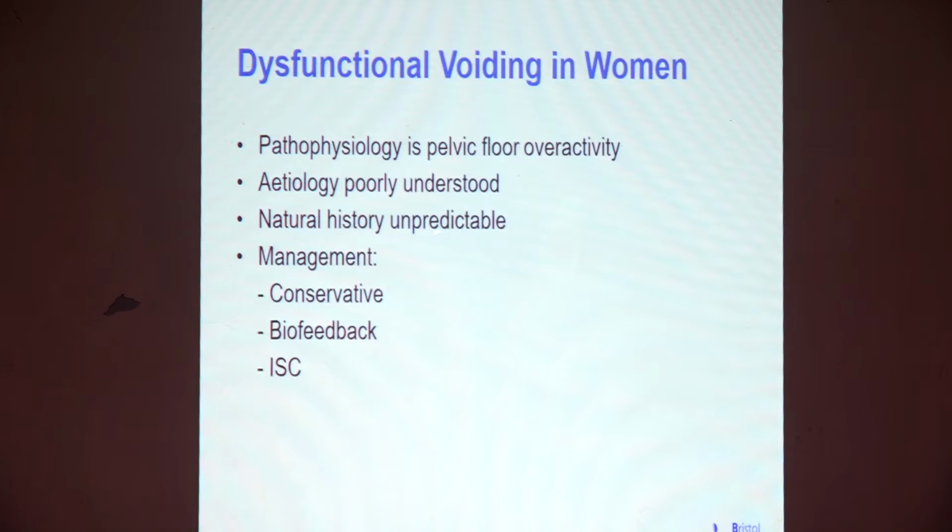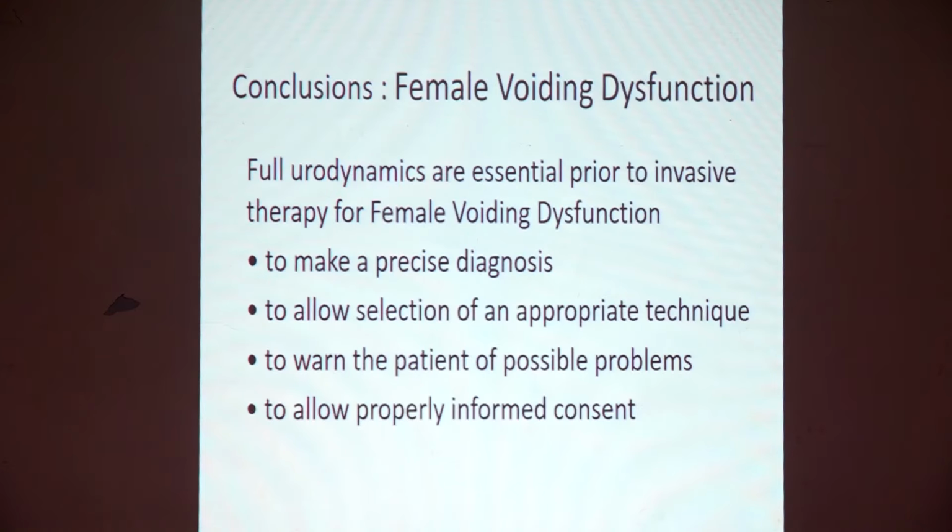I think her natural history is entirely predictable. I think, sadly, she will carry on having lots of problems from lots of parts of her body. But conservative management, biofeedback, and ISC, which she is prepared to do, is the right decision, I think. So in these patients, try to make a precise diagnosis, given that we often don't really understand very well exactly what the problems are. Select an appropriate treatment for that patient, and it might be psychological counselling. Warn the patient of possible problems if you're going to intervene, and of course properly informed consent.